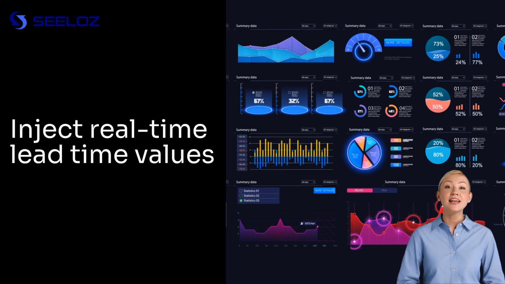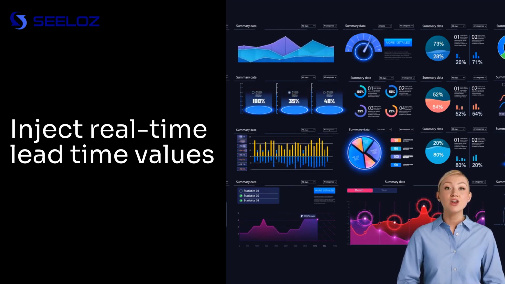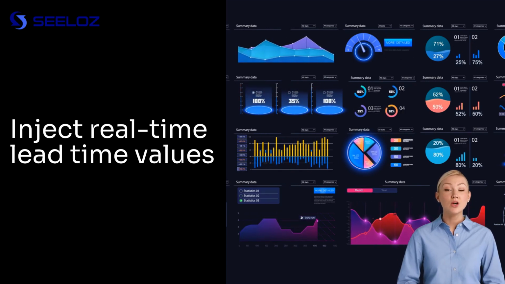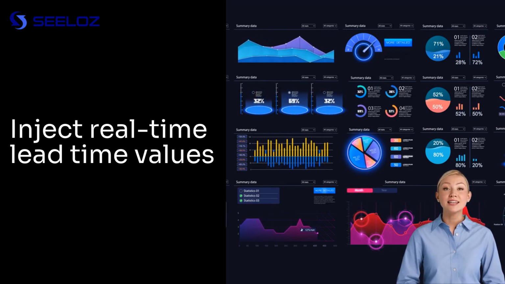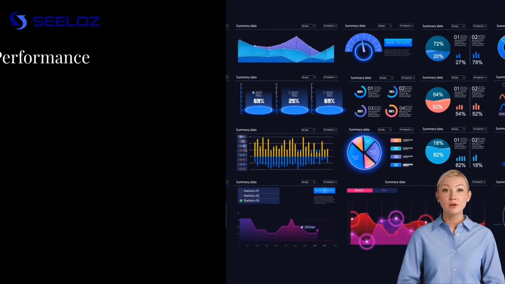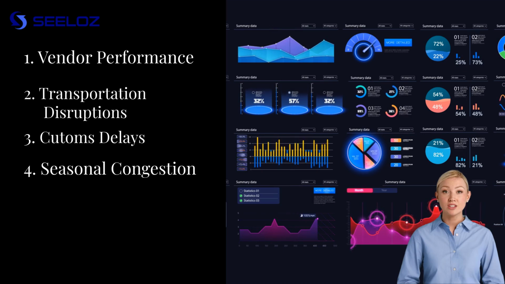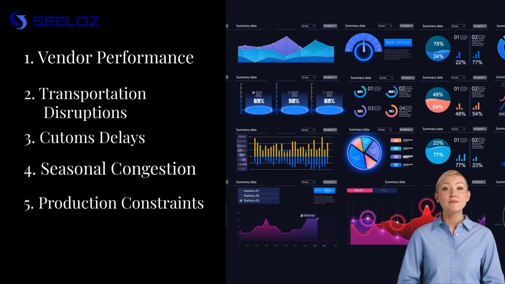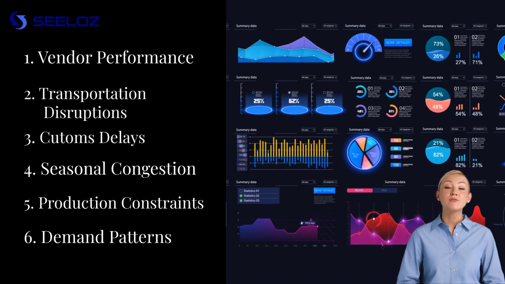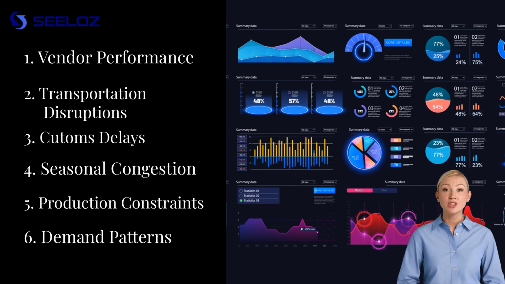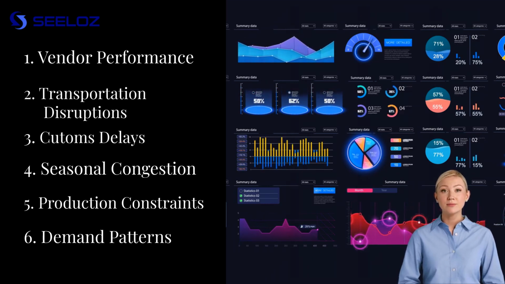The SCX Dynamic Lead Time Injector is an advanced machine learning platform that autonomously calculates and updates open purchase orders and production orders with a statistically accurate lead time while factoring in vendor performance, transportation disruptions, customs delays, seasonal congestion, production constraints, and demand patterns, while updating the master data to ensure future creation of both purchase orders and production orders reflects the statistically calculated lead times.